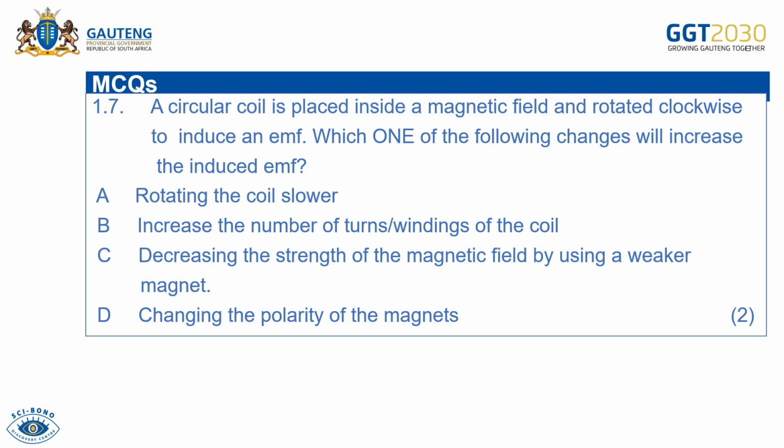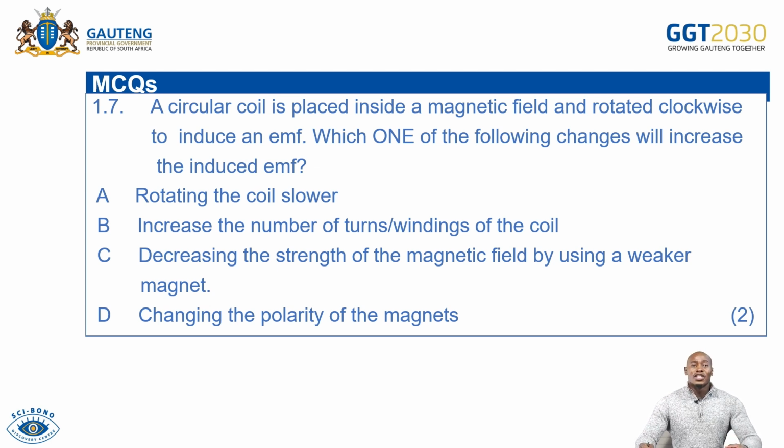We can increase the number of turns or windings in the coil, increase the strength of the magnetic field by using a stronger magnet, increase the speed of rotation of the coil, or move the magnet in and out of the coil faster. Then by doing that, you will be increasing the amount of EMF that is induced in what? In a coil, right? So let's look at this one.